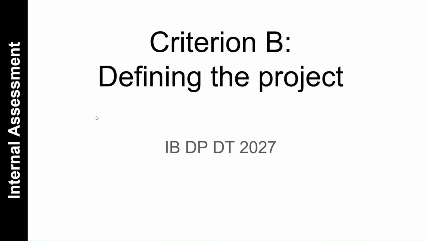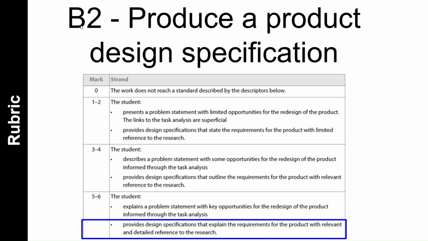For criterion B, defining the product, we're looking at B2, produce a product design specification. So here is our rubric. To get into the 5 to 6 marks, you've got to provide design specifications that explain the requirements for the product with relevant and detailed reference to the research.